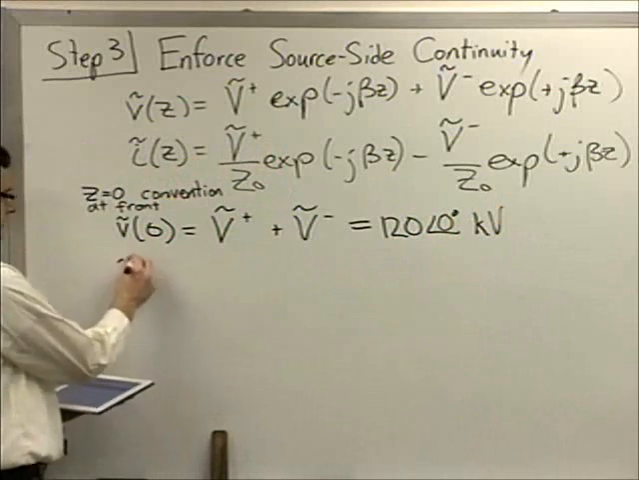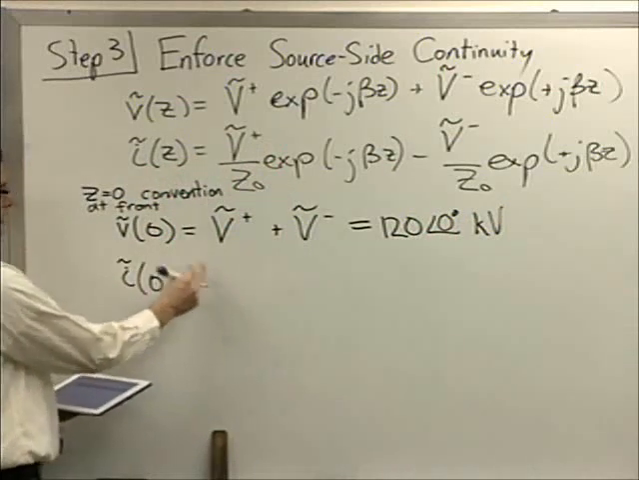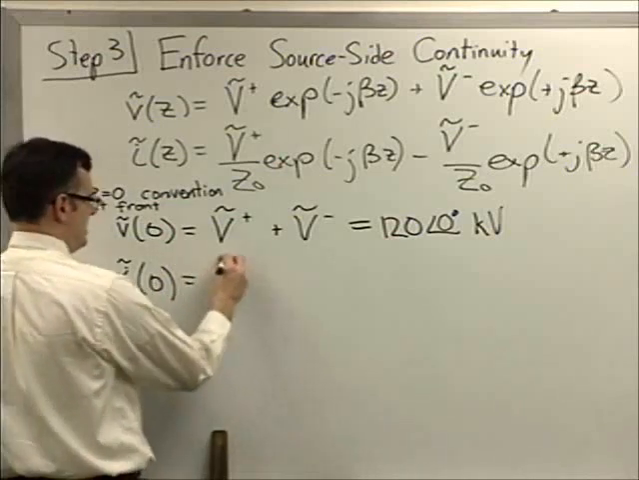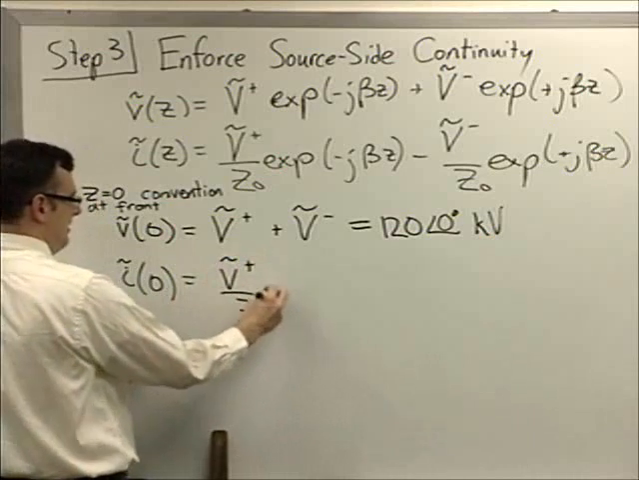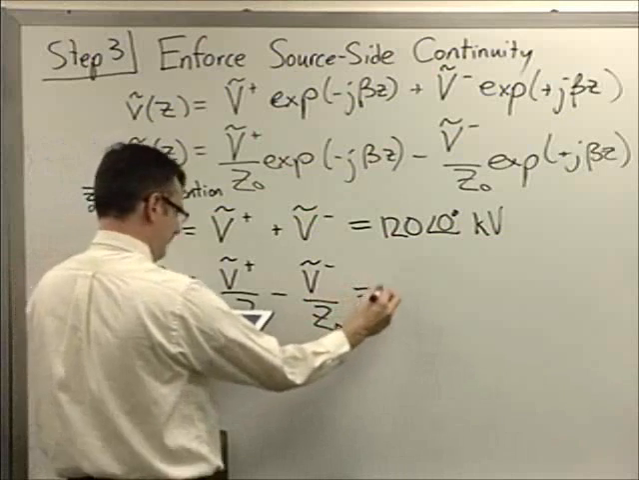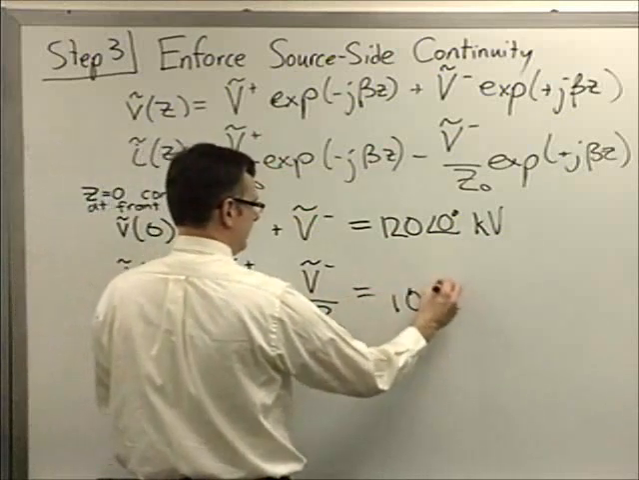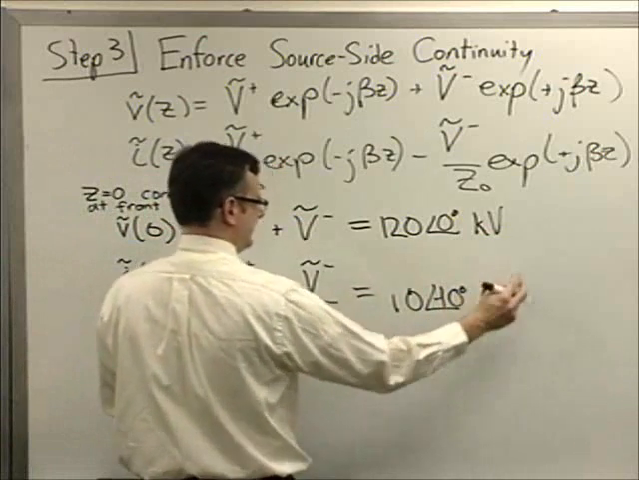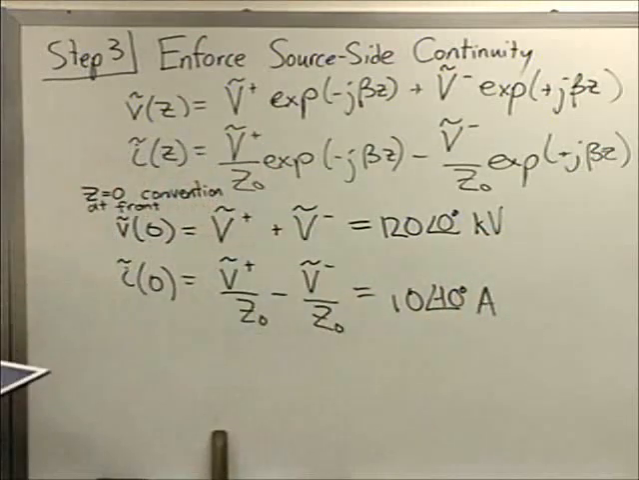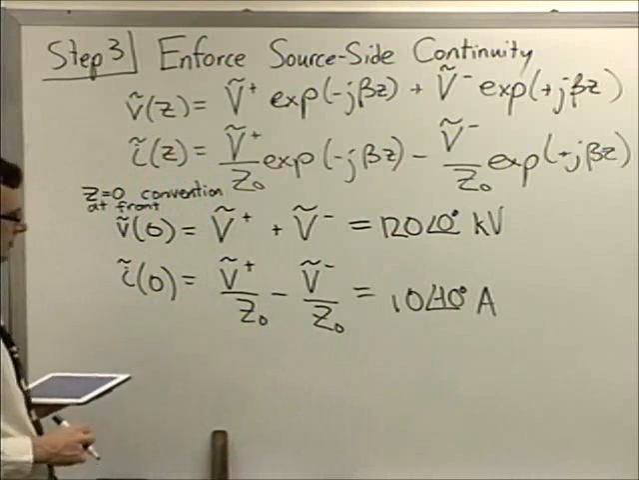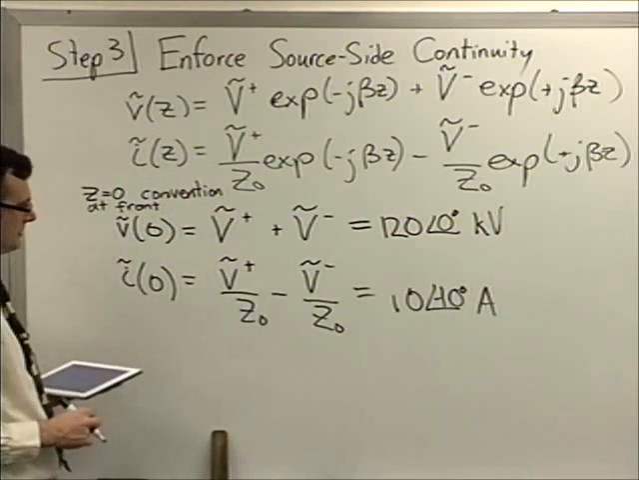Likewise, current evaluated at the front of the line is going to be equal to V plus over Z naught minus V minus over Z naught. And that is going to have to be equal to 10 at an angle of negative 10 amps. We solved that in the previous step. Well, we know what Z naught is. It's, what was that, 12,000 ohms? Yeah, 12,000 ohms. So we know that.